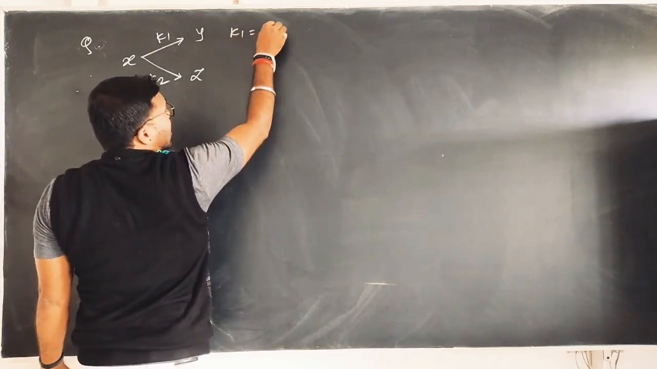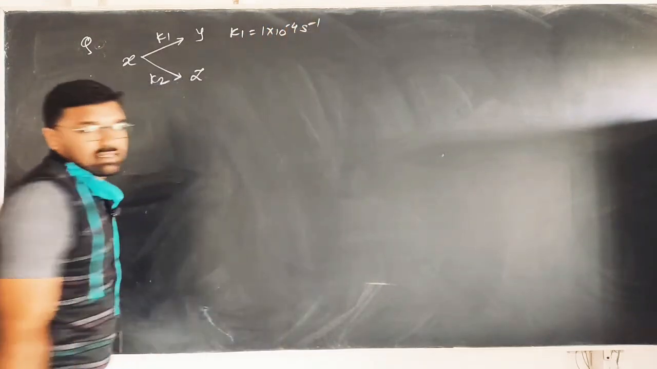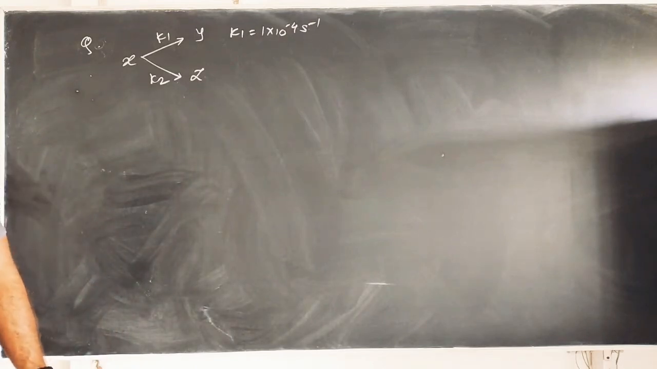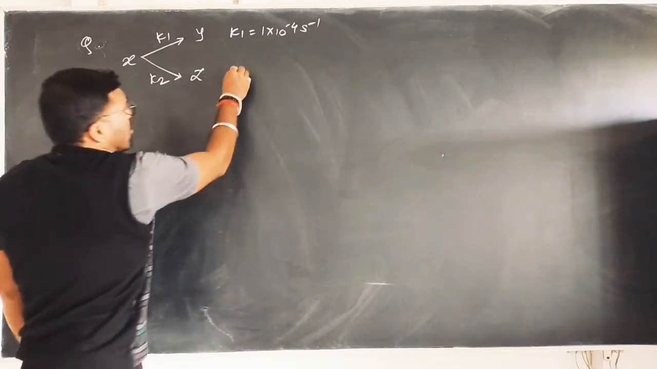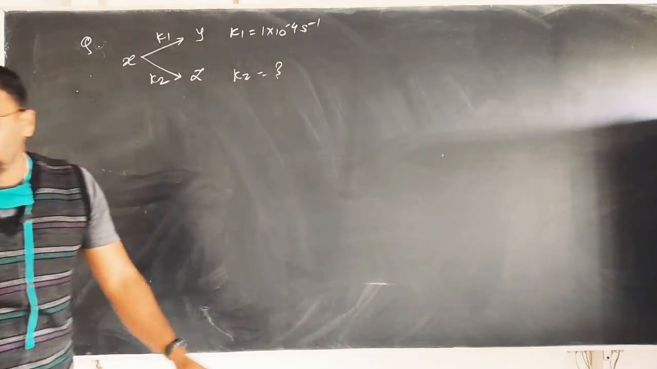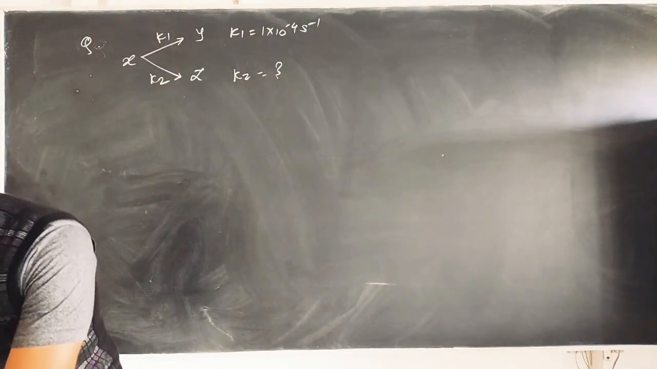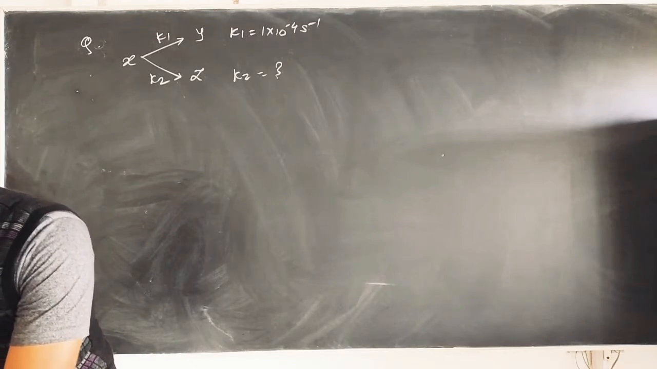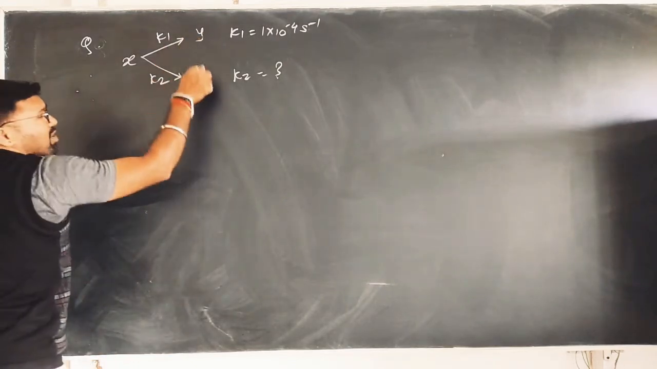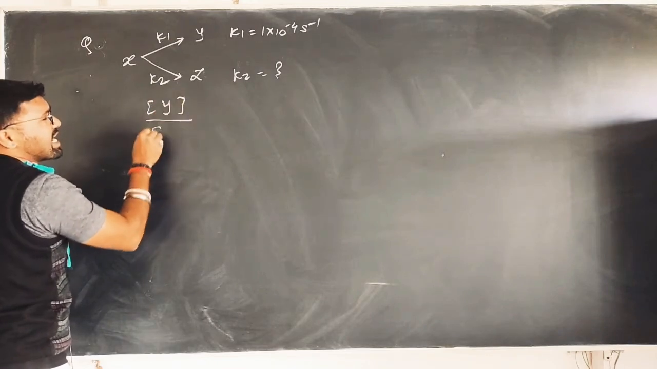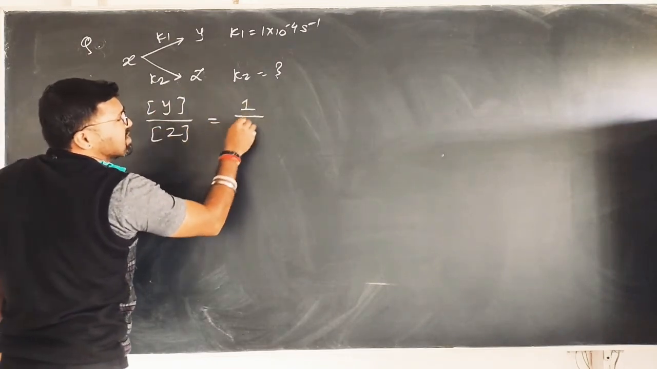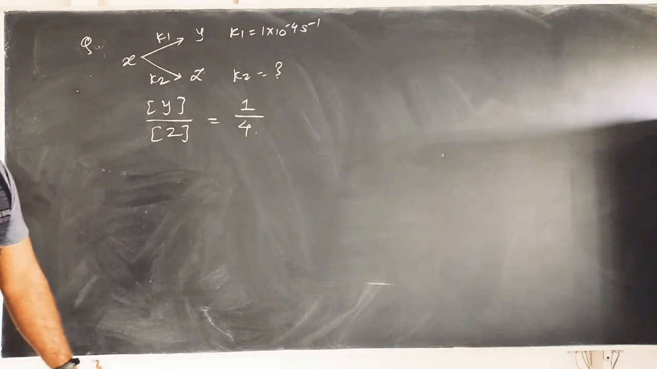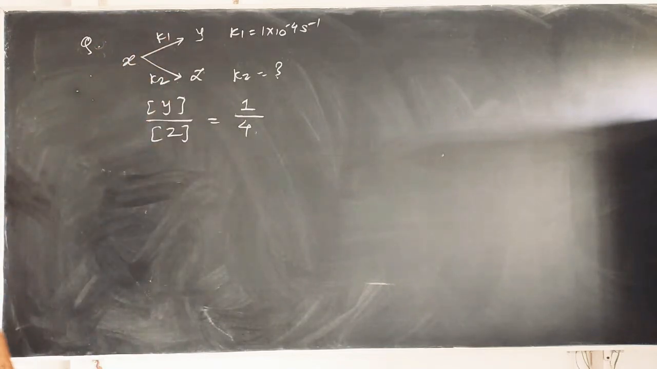K1 is provided to you as 1 into 10 raised to minus 4 per second, while the value of K2 is not provided. They ask: if the reaction starts from X, the ratio of concentration of Y and Z at any time during the course of the reaction is found to be 1/4, then find the value of K2.